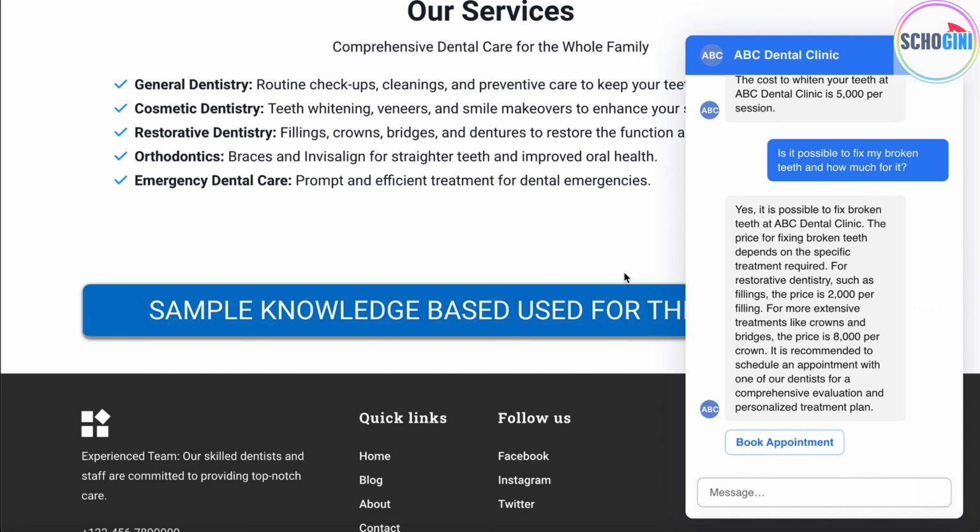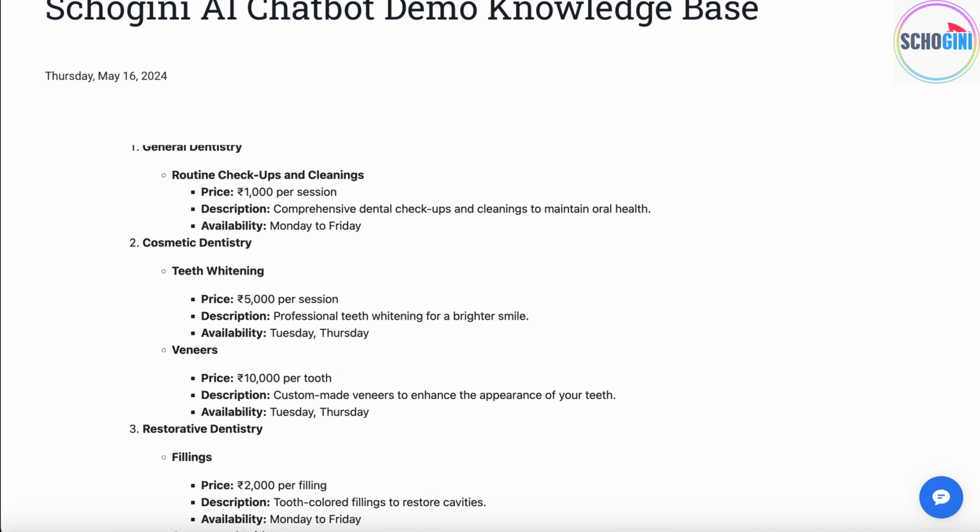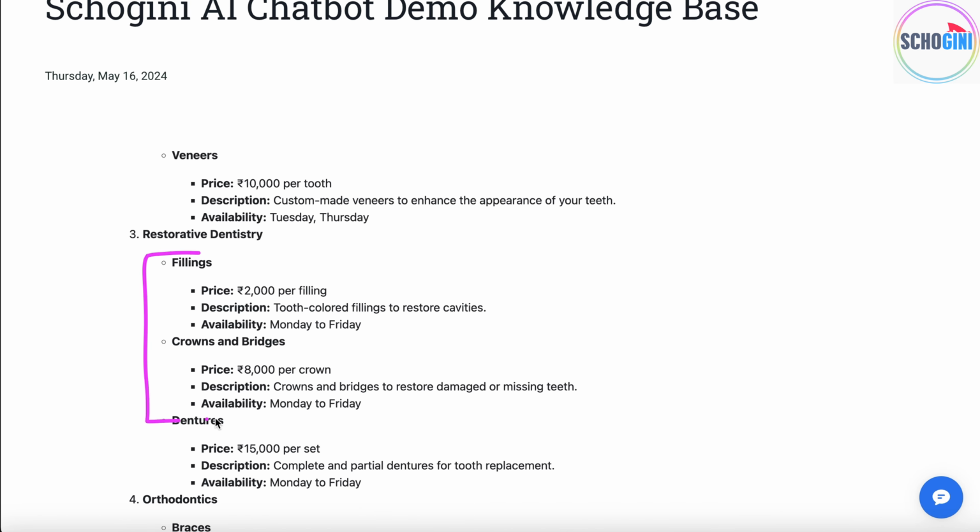See, notice how the reply is, and let's look at the knowledge base and see what we have fed in. Do you notice this? So it's able to really give meaningful answers to the user.